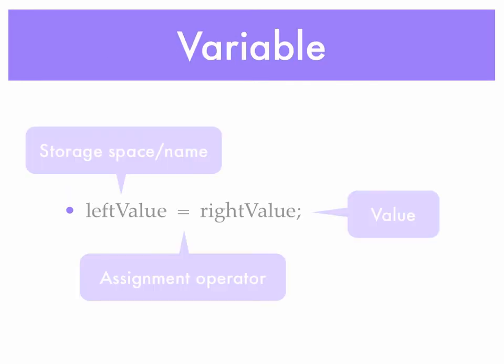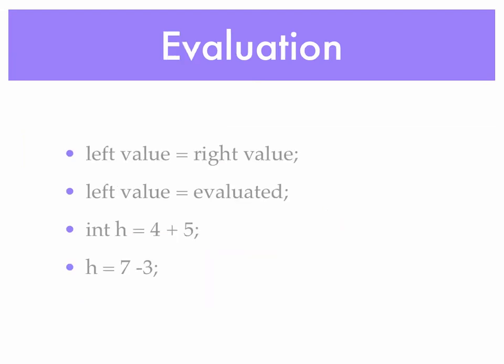A variable, remember, when we're talking about a variable, we have the storage space, the name, that is the left value, and then the right value, the specific value of that variable. The assignment operator leads our program to take that which is on the right side, the right value, after full evaluation, and then place it into the namespace, that is the left value. Evaluation, again, what is on the right side is evaluated and put into the left side.